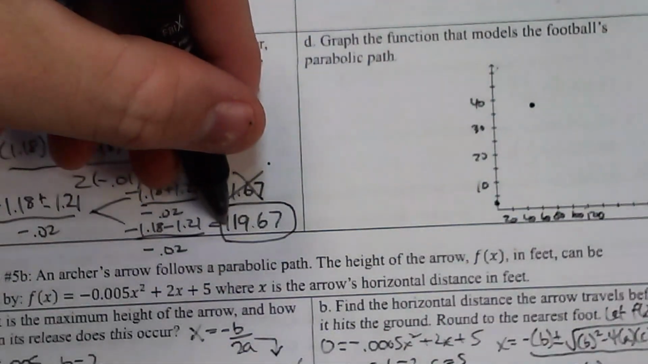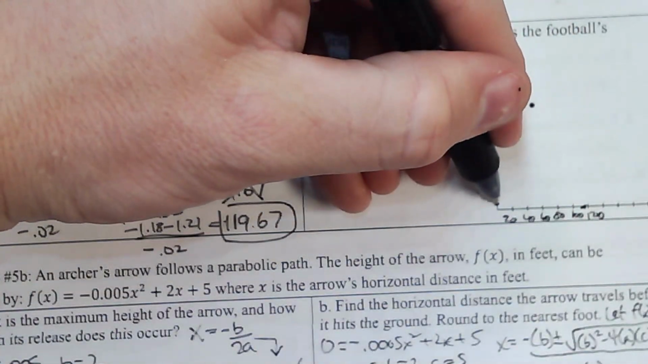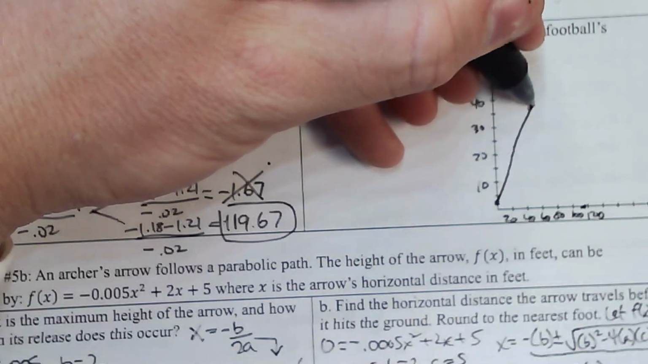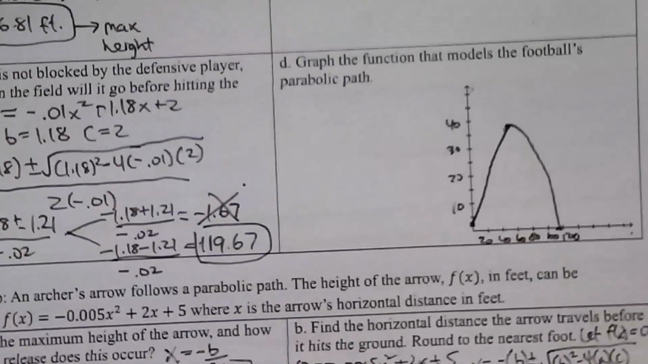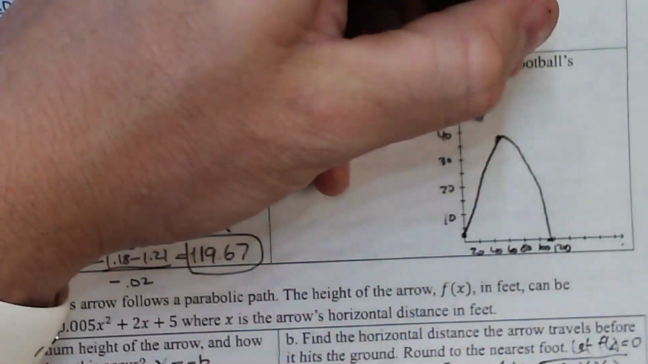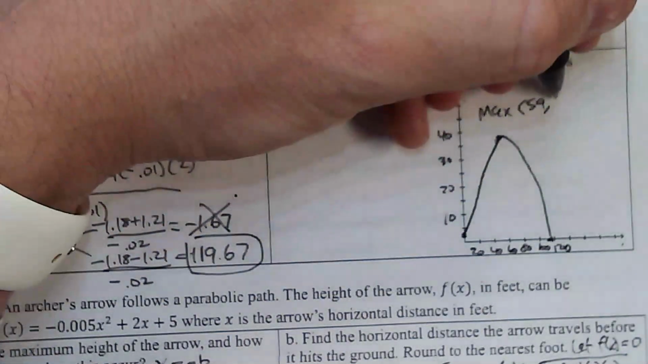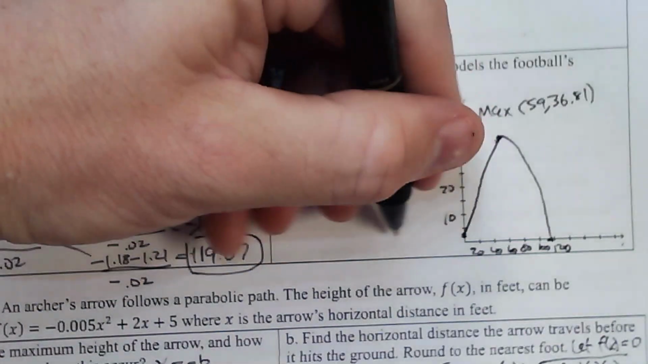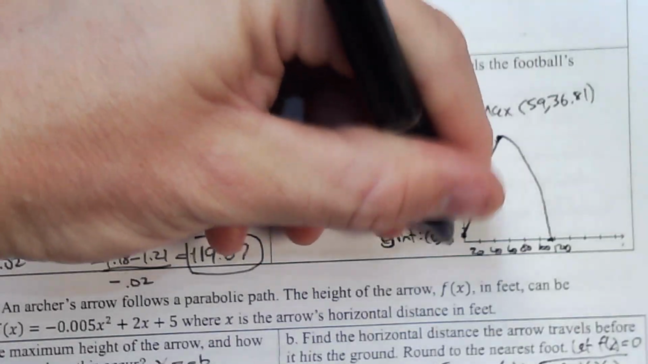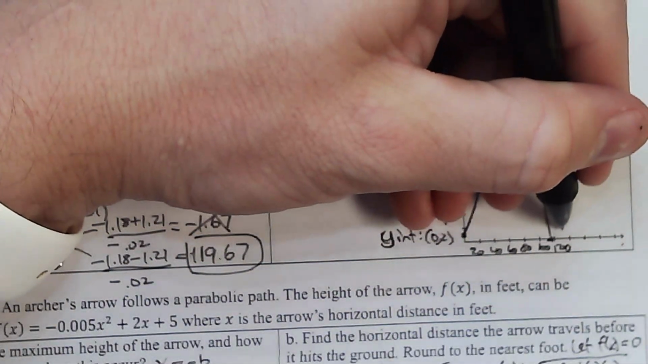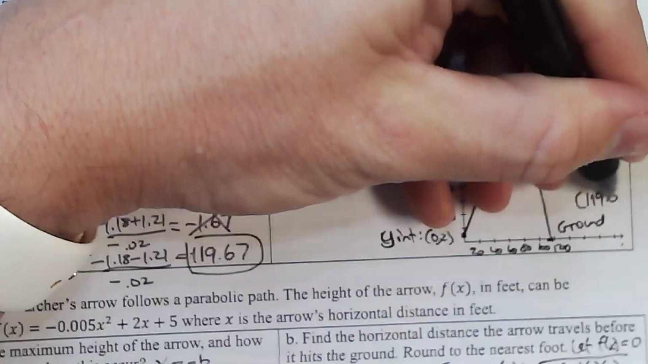And then it goes back down. It hits 0 at 119.67. So it hits 0 right here. So it looks something like this, and it goes down on the ground like that. That's not really a work of art. So this is your max at 59, 36.81. The y-intercept, 0, 2, and then your 0 at the ground at 119.67, 0.